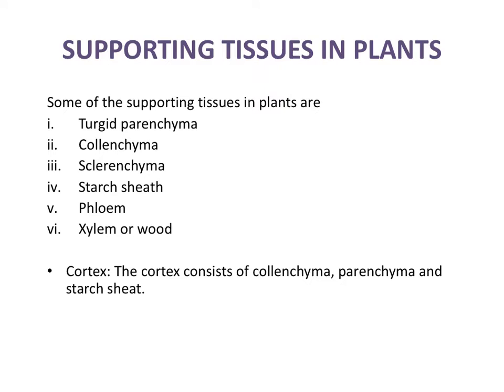Supporting tissues in plants. Some of the supporting tissues in plants are the turgid parenchyma, the collenchyma, sclerenchyma, starch sheath, phloem and xylem or wood. The cortex consists of collenchyma, parenchyma, and starch sheath.